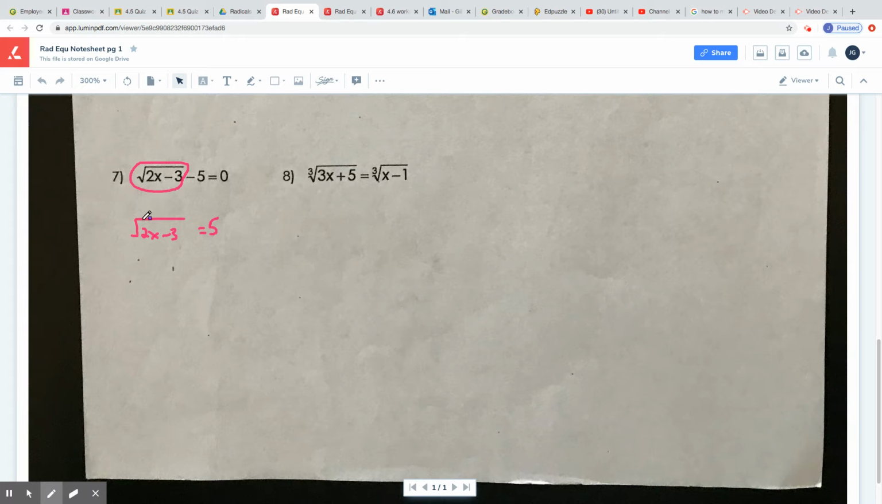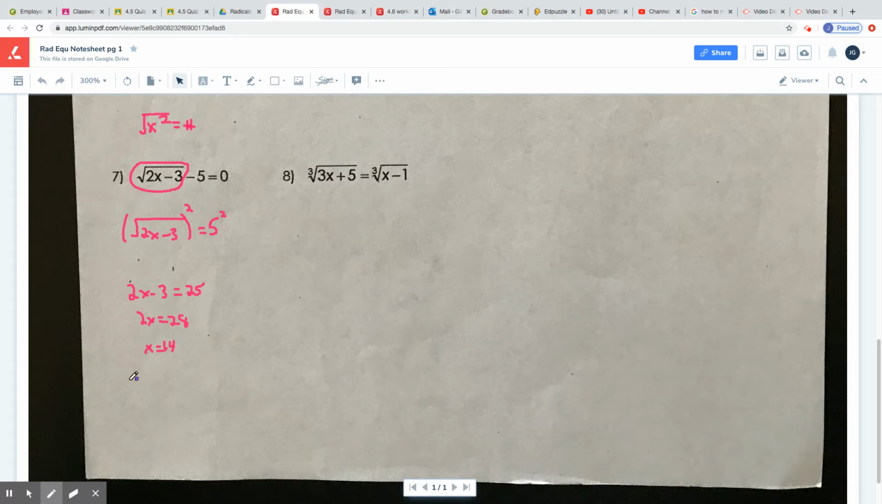Now, just like if we have x squared equals a number, to get rid of the x squared we take the square root. To get rid of a square root, we are going to square both sides. So we're doing the opposite, the inverse of what we were doing before. The square root of 2x minus 3 squared is 2x minus 3. 5 squared is 25. Then we solve this, we get 2x equals 28, and then x equals 14.